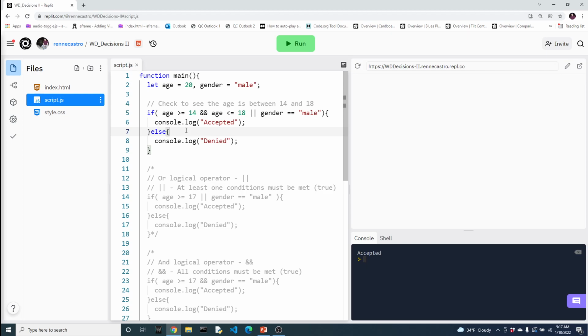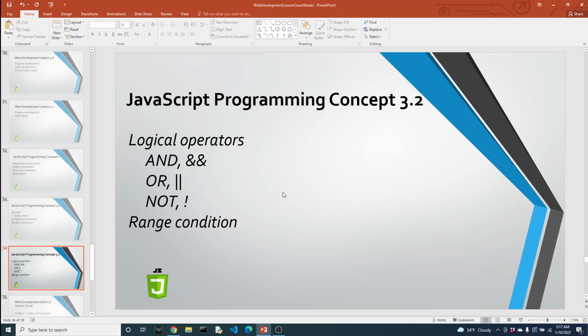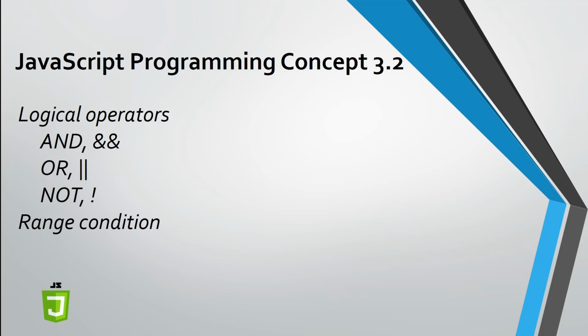So let's go back to our presentation. So we saw in this particular video that we can use logical operators to create more complex decisions. One type of complex decision that can be made is to check to see that a value is within a range. So hopefully you're excited, and trust me, logical operators are very powerful concepts to use in programming. Enjoy.